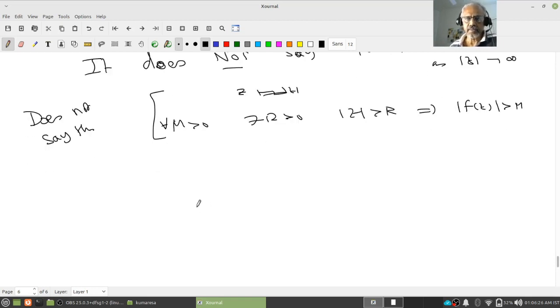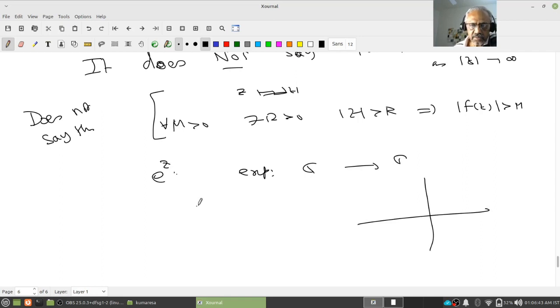Okay, this is a common mistake. Let's give an easy example. Let's look at e power z. That is the exponential function from C to C. Right. Now let's look at it. Z is of the form it, where t is real.